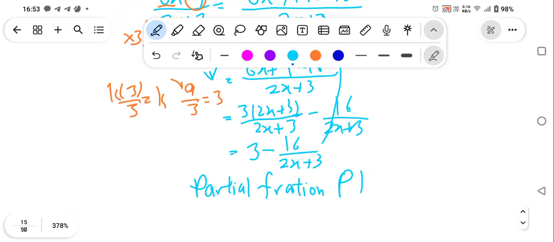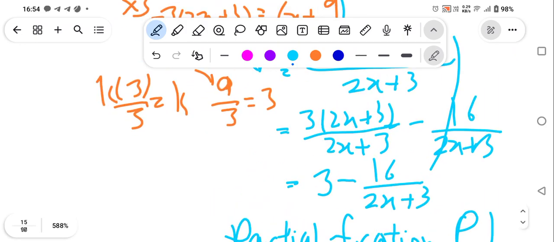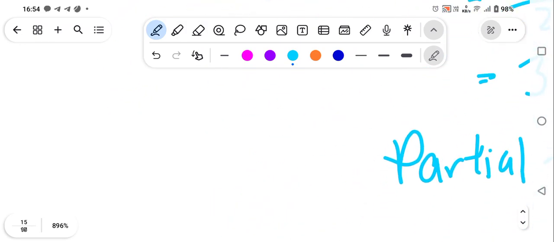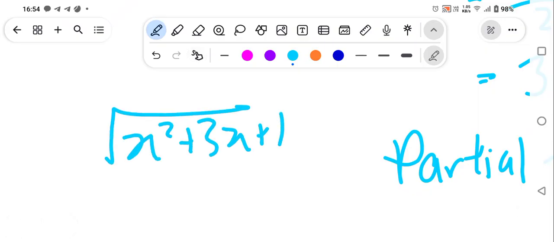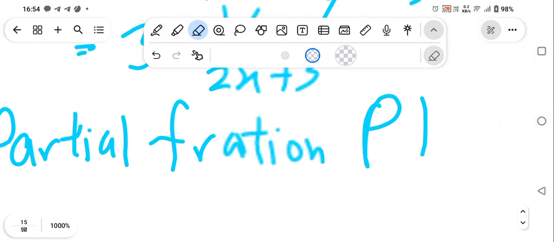In the next part, I'm going to teach you how to do partial fraction, and how to do the division, like dividing x squared plus 3x plus 1 by x plus 1. The next part, I'm going to teach you how to do this. So stay tuned and have fun.